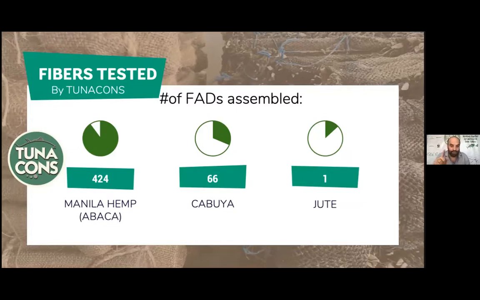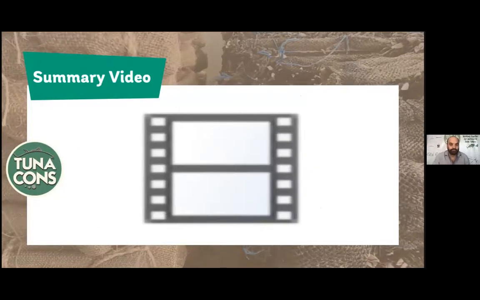Something that I have to explain is that with jute, we carried out a test with a prototype fad. With agave, we carried out 66 tests, and with abaca, we carried out a larger test with 424 prototypes of fads at sea. Here we have the video for you to be able to better understand this initial part of the process.